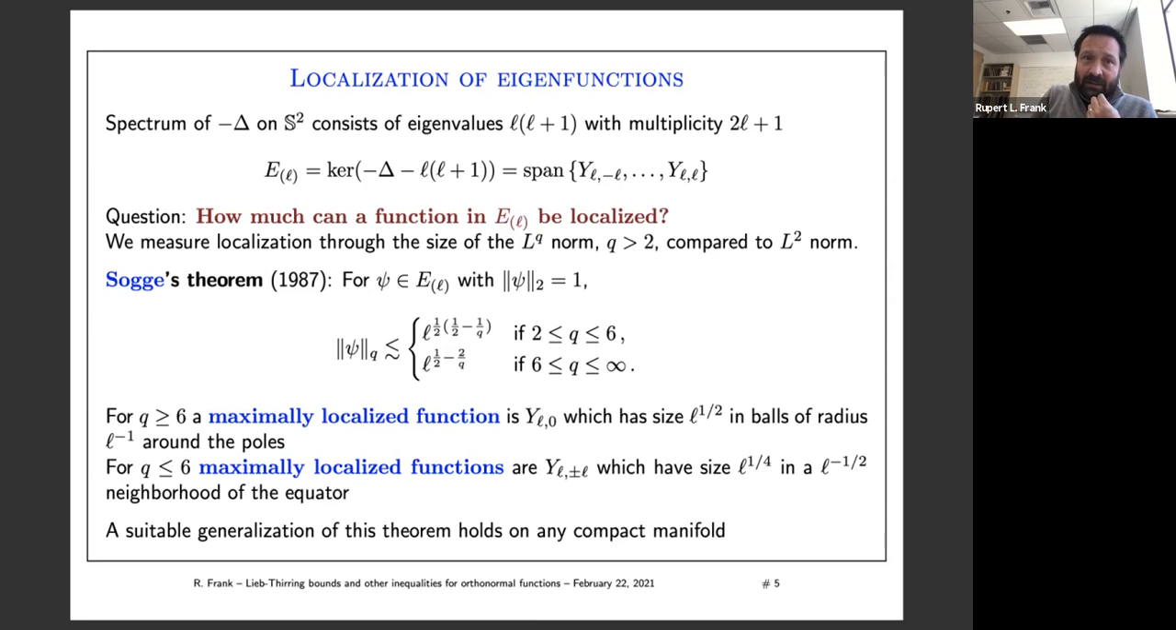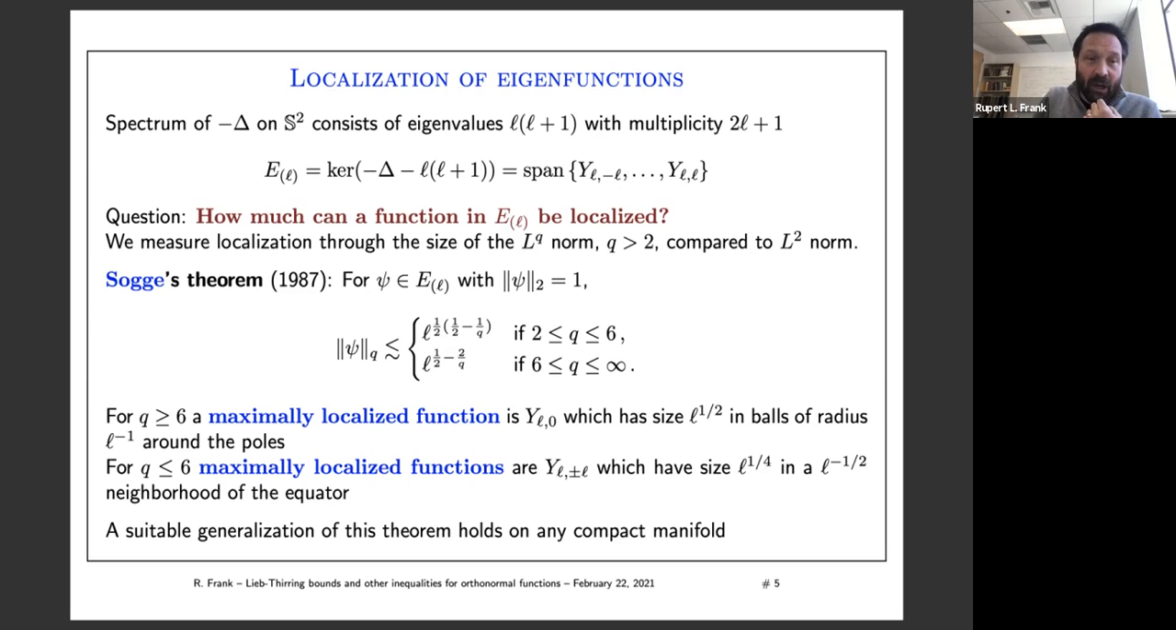And he showed that in this two-dimensional case, there is a critical exponent q equal to 6. First of all, the Q norm is bounded in terms of L, the square root of the eigenvalue, to some power. But the point is that the analytic expression for this power changes as Q crosses 6. And that corresponds to two different scenarios of optimality.